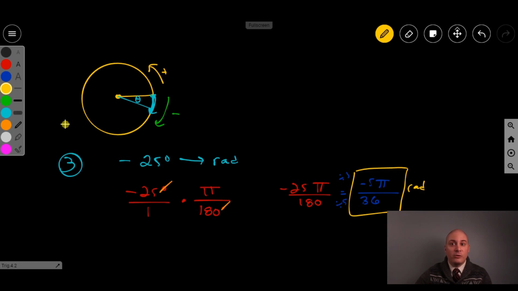Okay? So that's what you want to be able to do. You want to be able to convert from degrees to radians and from radians to degrees, and it's just using those conversion factors. That's all you really have to do. I would use the one where pi is equal to 180 degrees.